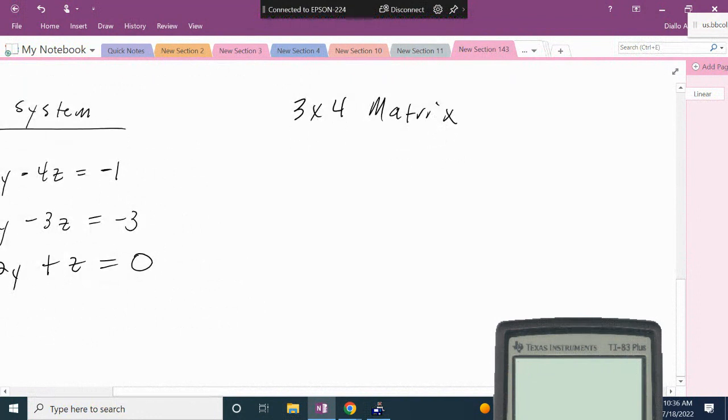The next thing, I just want to make sure that in my first column, I put only X variables. In the second column, I only put Y variables. In the third column, I only put Z variables. And in the fourth column, I put whatever the equation is set equal to.